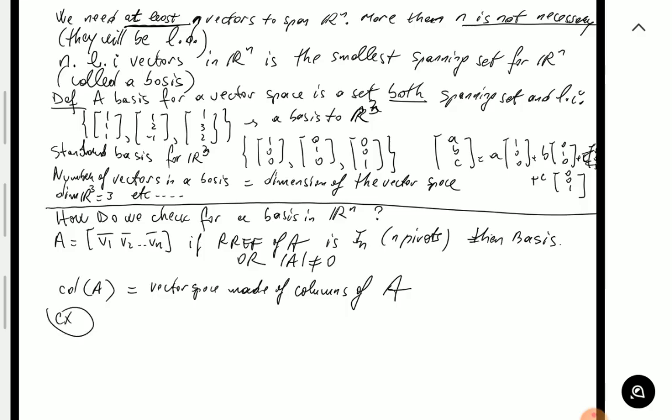Let's say I have the vectors (1, -1, 3), (2, 1, 0), and then (0, 3, -6). So these are V1, V2, and V3.